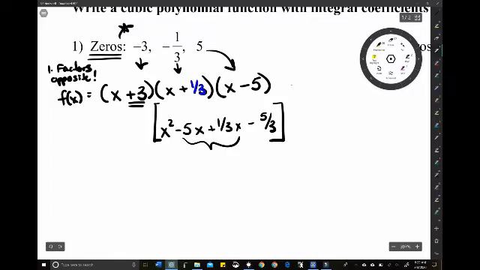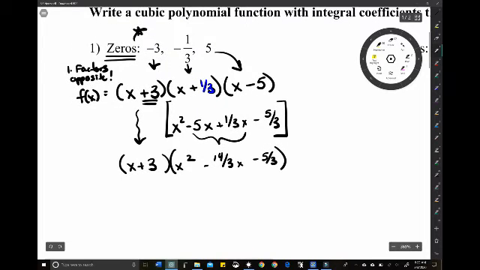Combine your like terms like the olden days, x squared. Feel free to use your calculator. I would continue to write it as a fraction, -5 plus 1/3. As a fraction is -14/3, okay, x minus 5/3. And then don't forget about this x plus 3 out front, okay, and then it's just a triple multiplication.